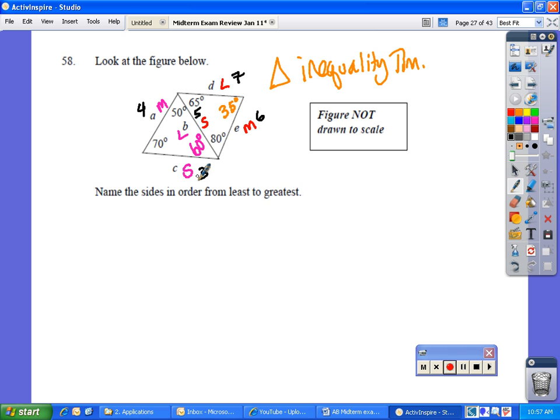So we want to go from least to greatest. Here with those numbers, I think it's easy to see that C is going to be the smallest overall, followed by A, which I had assigned that 4 to, followed by B. So here's where we pick up the second triangle. B is smaller than E, which is smaller than D.